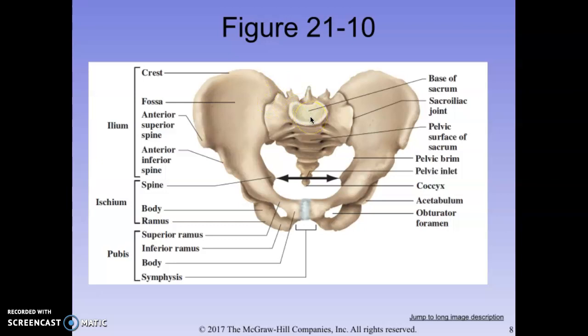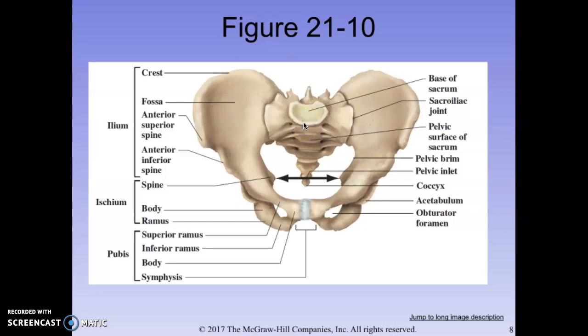So if you think about your low back, this is where your low back comes and attaches down into your pelvis. Okay, so your lumbar spine would be right above here, and then this is your sacrum, and down here is your tailbone or your coccyx.